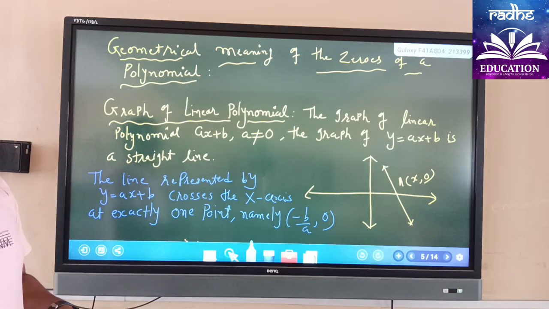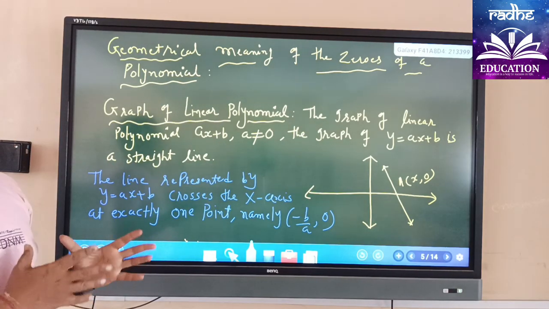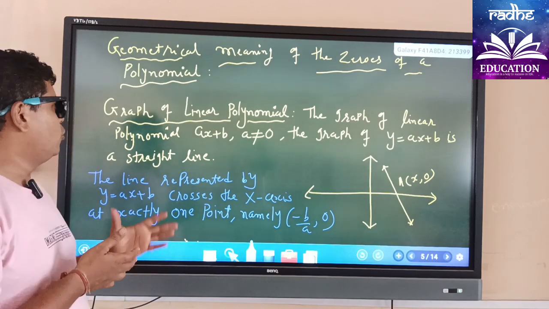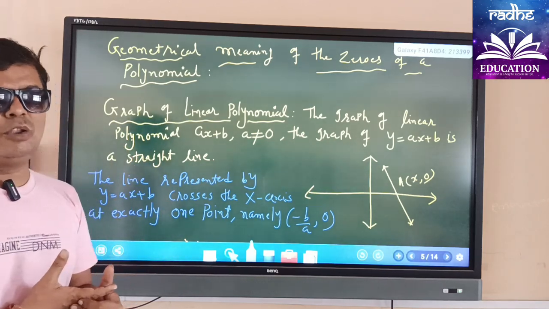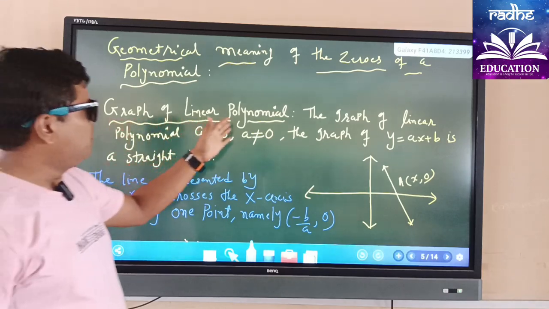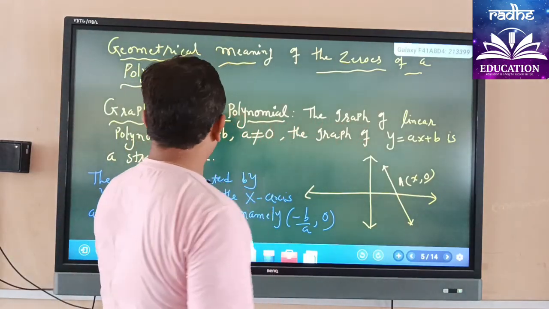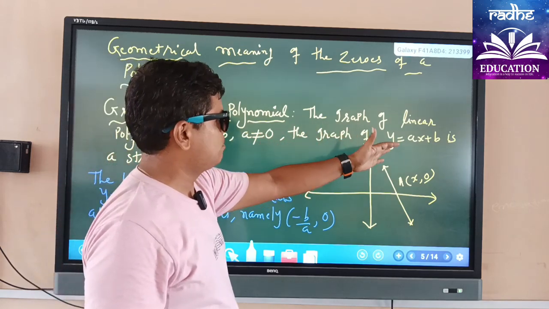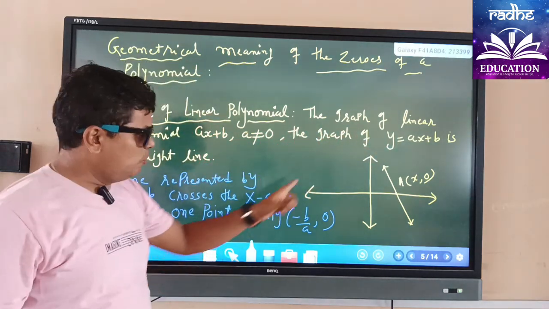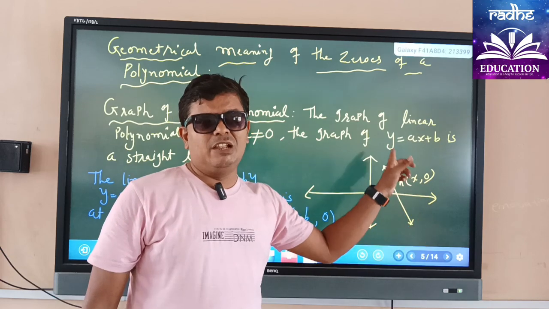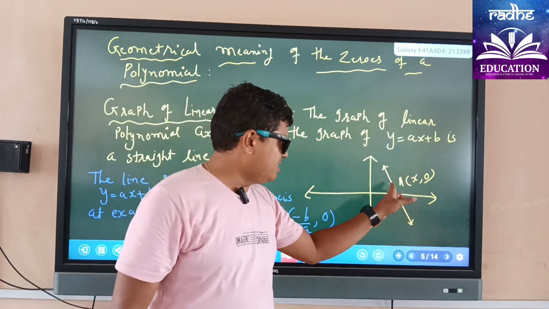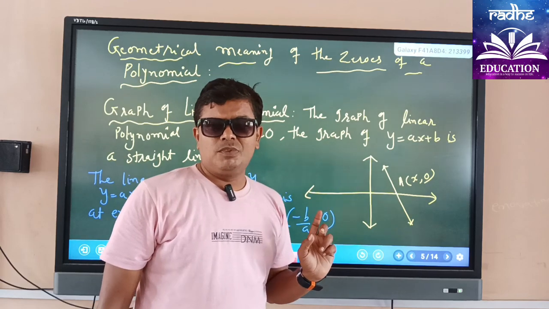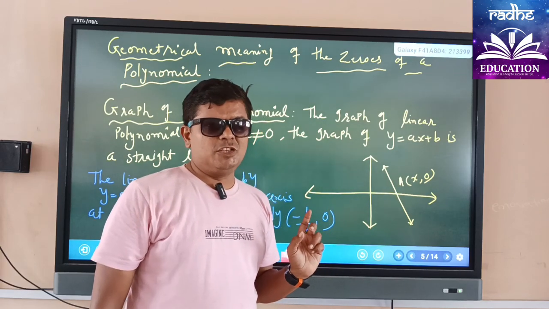Geometrical meaning of the zeros of a polynomial. We will go through all the polynomials: linear, quadratic and cubic. Graph of a linear polynomial. The graph of a linear polynomial ax plus b, a not equal to 0, y equals ax plus b, is a straight line. So you will get a straight line for a linear polynomial, and where the graph intersects the x-axis is called the zero of the linear polynomial.